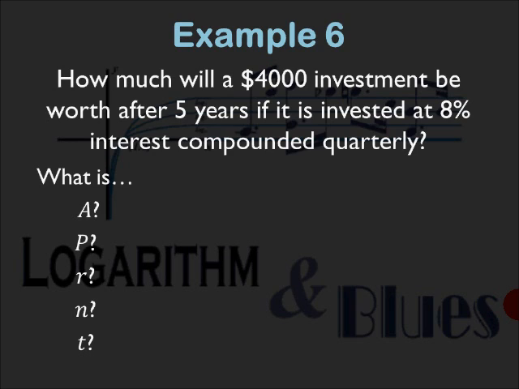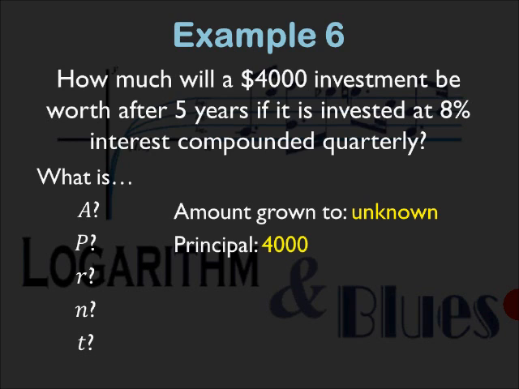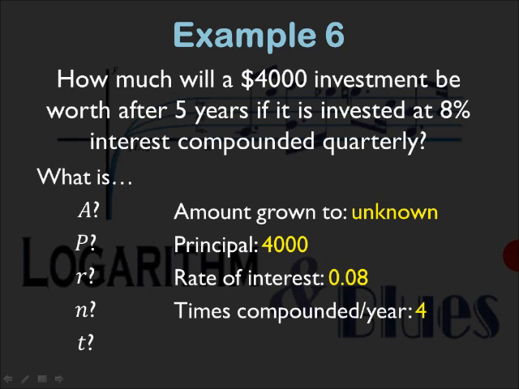All right, here are the variables. A is the amount we're going to end up with, and we don't know that. That's what we're going to figure out. P is the amount you started with, the principal. That's $4,000. R is the rate of interest. In this case, it's 8%, so we rewrite it as a decimal, 0.08. N is the number of times interest is compounded per year. Since it's compounded quarterly, it's compounded 4 times. N is 4. T represents how many years? In this case, 5 years, so you put in 5 for T.